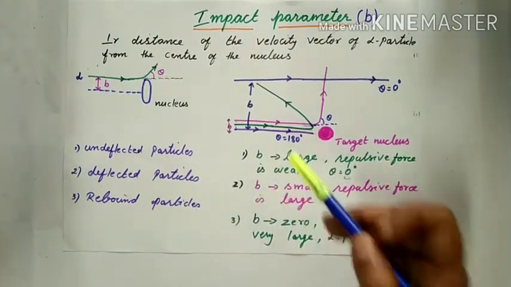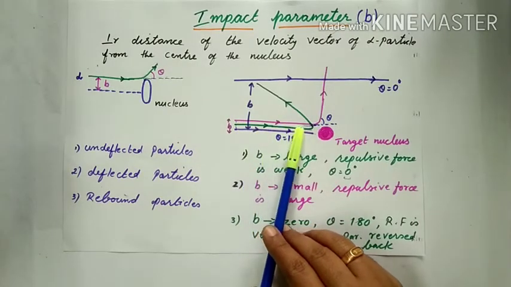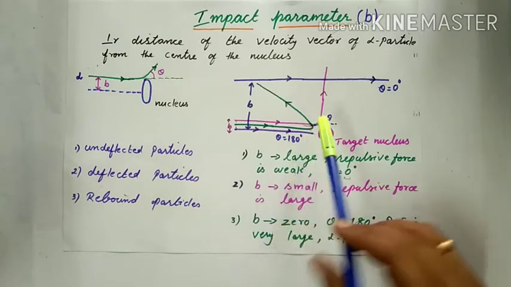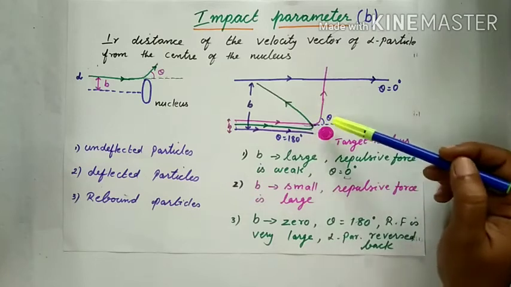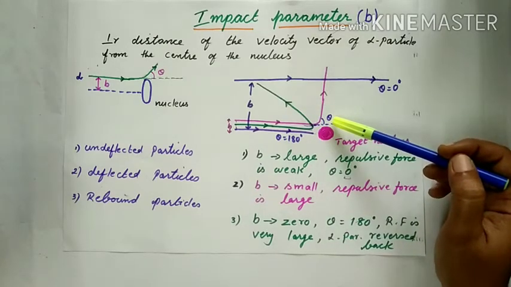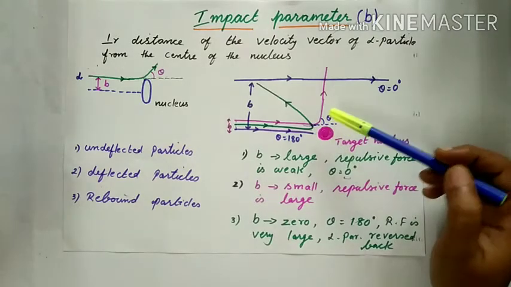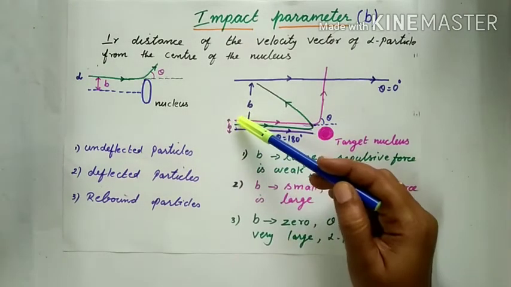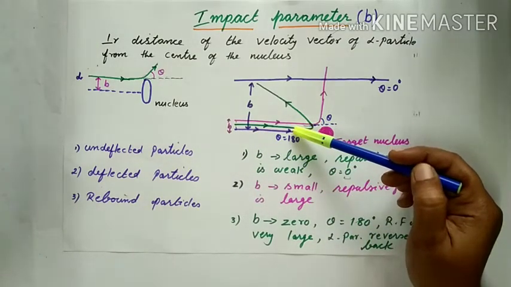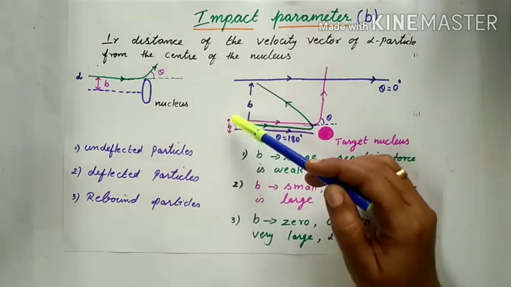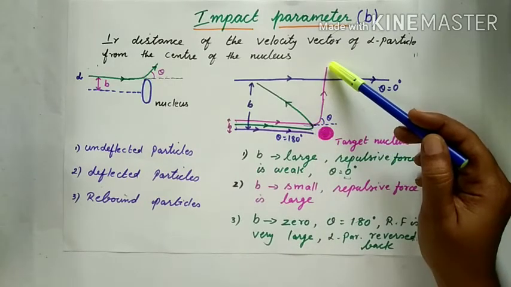In the second case, see this line. Here the alpha particle, when it reaches very close to the nucleus, due to the repulsive force, is deflected through a scattering angle theta. So that value may be 90 degree, 60 degree, 50 degree and so on. So in this case, b is small because the alpha particle is close to the center of the nucleus. So b is small and the repulsive force is large.